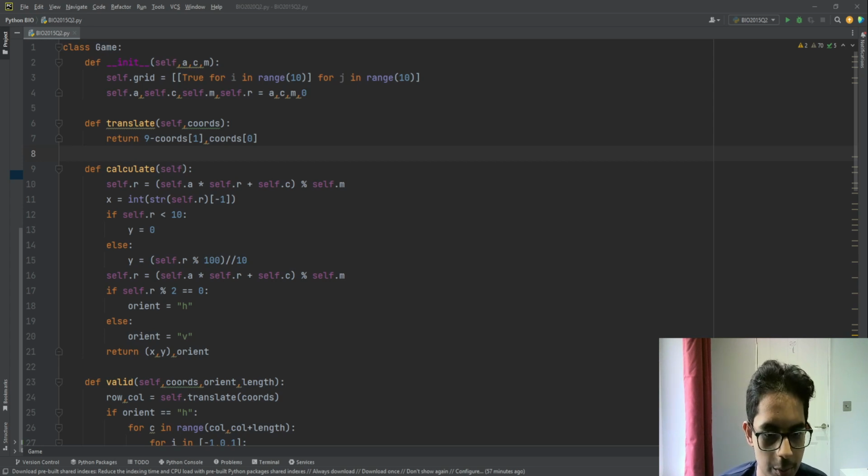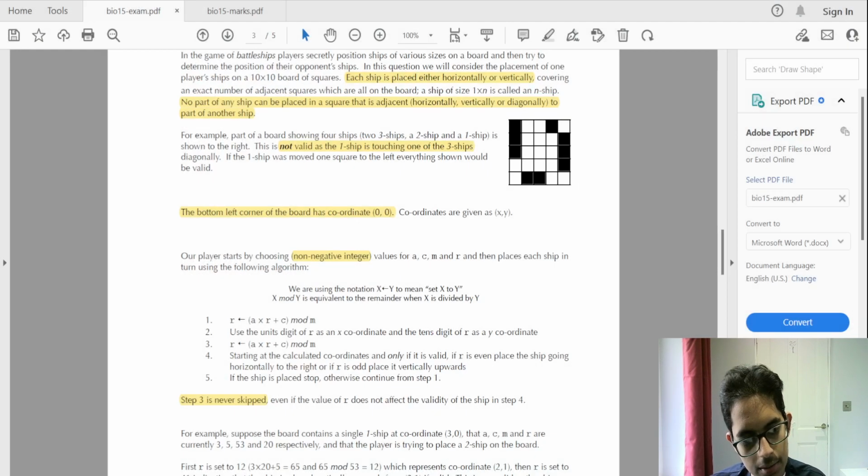And now we basically just go: if r is even, i.e. if r is equivalent to 0 mod 2, then the orientation is h, i.e. horizontal, and if r is odd, then the orientation is vertical. Okay, and then we return the two coordinates x and y as well as the orientation. And that's basically exactly what we were told to do inside this algorithm.